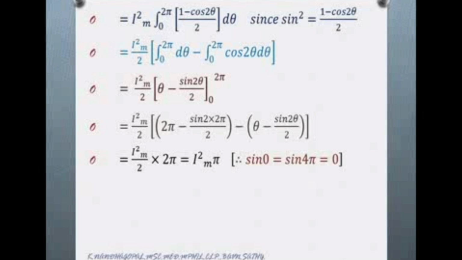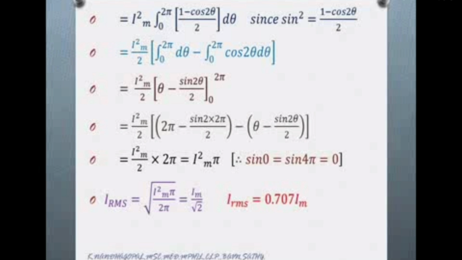Finally you will get I square m by 2 into 2 pi. All the remaining values become 0. So here in I square m, the denominator 2 and the 2 cancel each other, so it is I square m into pi. Now we are going to calculate IRMS. IRMS is the square root of the square of the positive half of the cycle divided by the base length. The base length is here 2 pi because we are taking the two halves of the cycle. So pi cancels out, and we get Im by root 2.